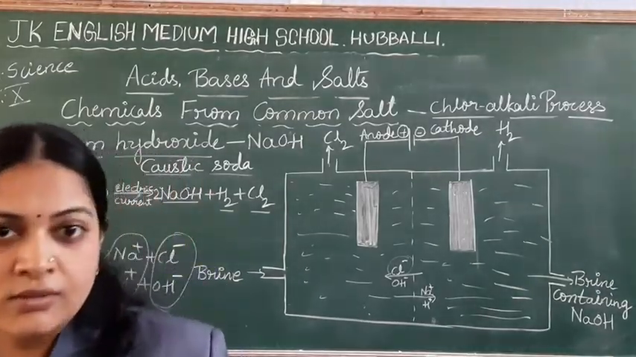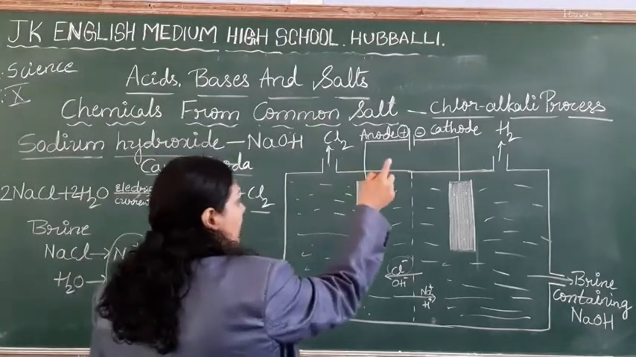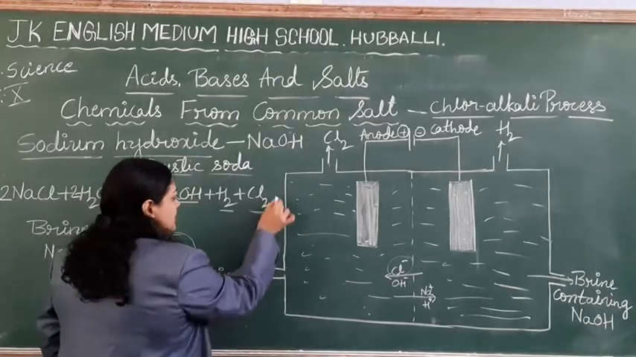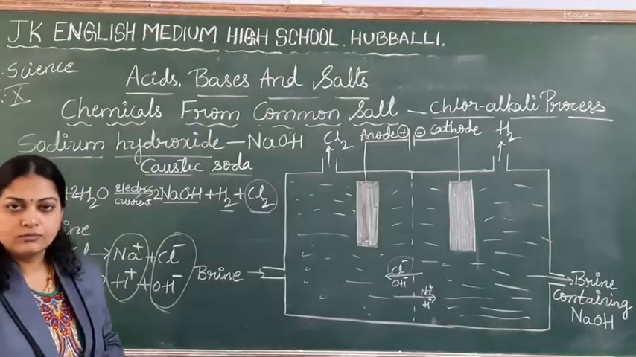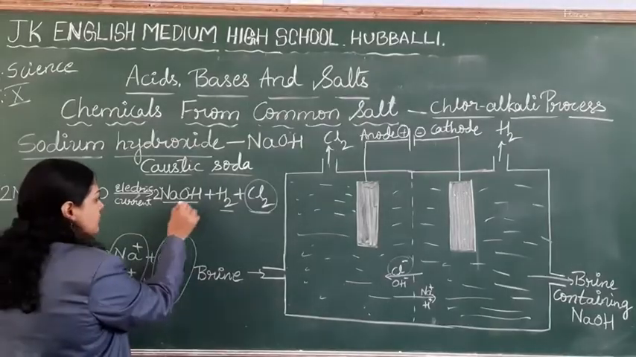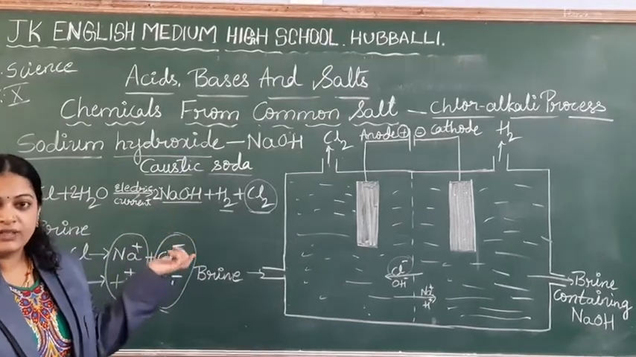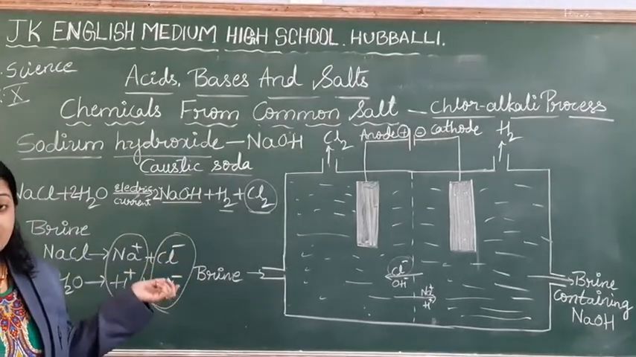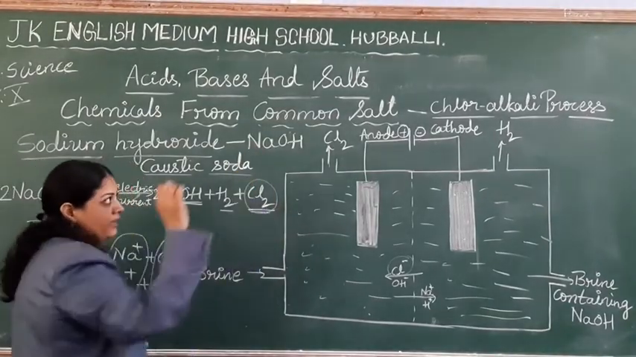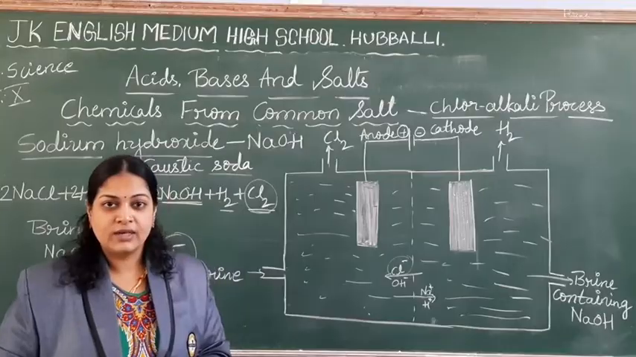Take down the diagram, students. See the word chlor-alkali process. Why is it called chlor-alkali? Easily you can remember. As the chlorine is liberating out, chlor is for chlorine and alkali is for the base, sodium hydroxide. Just as I said in the beginning, it is one of the strong bases. It is alkaline. So as it is alkali and this is chlorine, the method is given as the chlor-alkali process. Hope you are understanding, students?